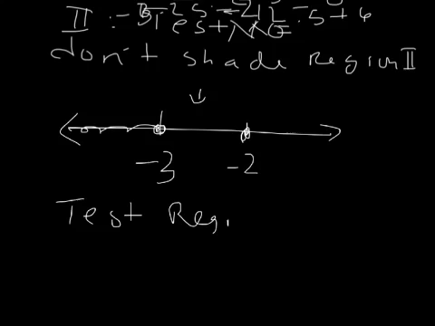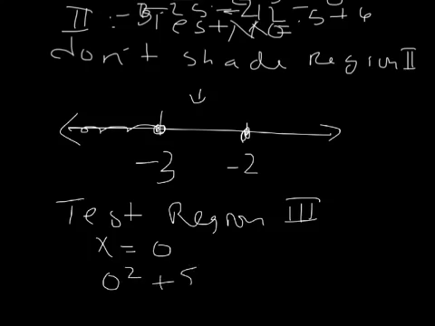We're going to test region 3. And what I'm going to do is test x equals 0. So we have 0 squared plus 5 times 0 plus 6 is greater than or equal to 0. What we see is 6 is greater than 0. So since that's true, we're going to shade the third region.